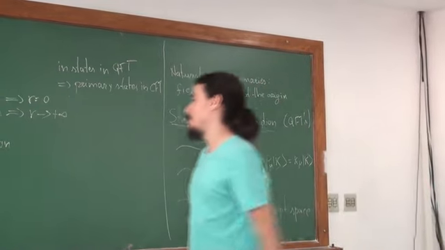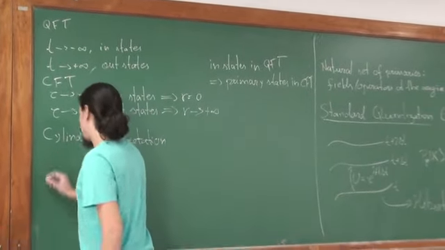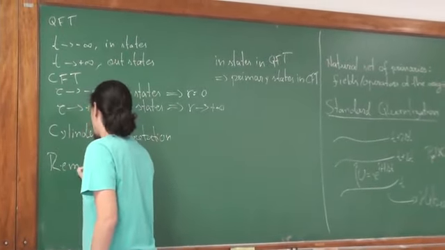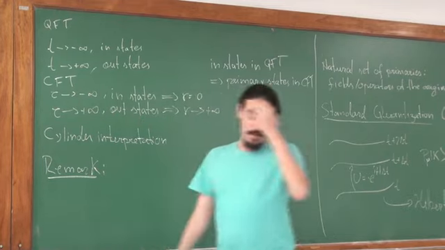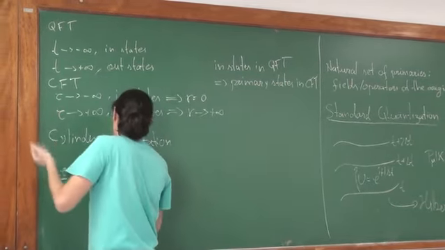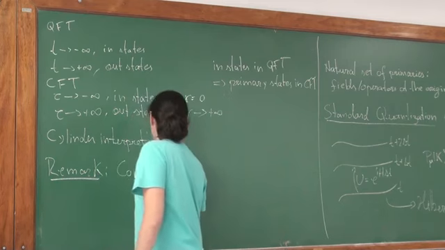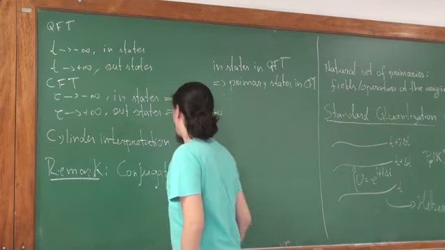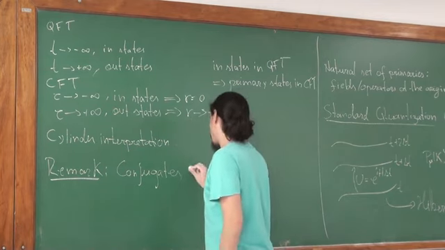Okay, before I move on, there is indeed one remark. It is about taking the conjugates. Conjugating in radial quantization.